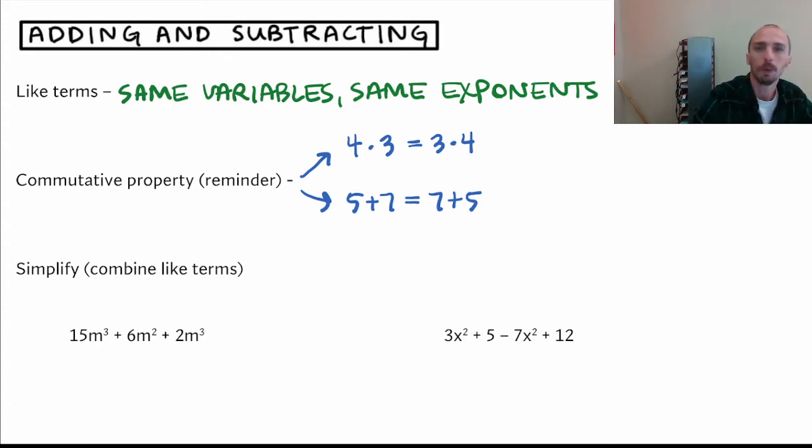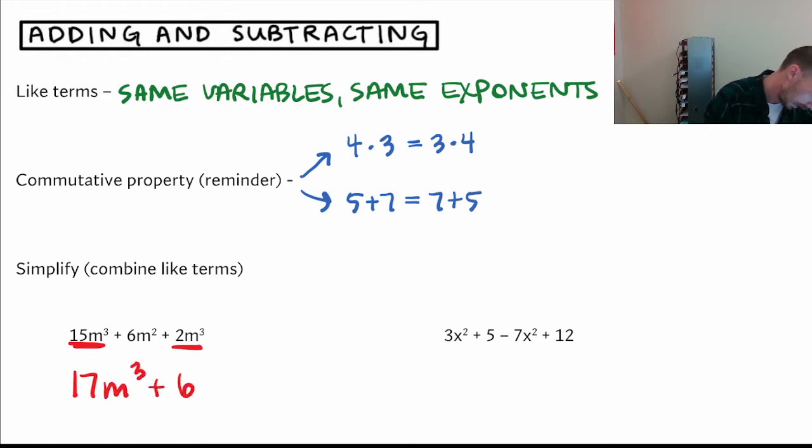Let's simplify, which really is just combining like terms, probably what they called it in your Algebra 1 class. The like terms here are 15m to the 3 and 2m to the 3. So if I have 15 of these things and I add 2 more of those exact same things, I'm going to have 17 of those things. So that'll be 17m to the 3. And m to the 2, I didn't have any like term to combine it with, so I'm just going to leave it like that.